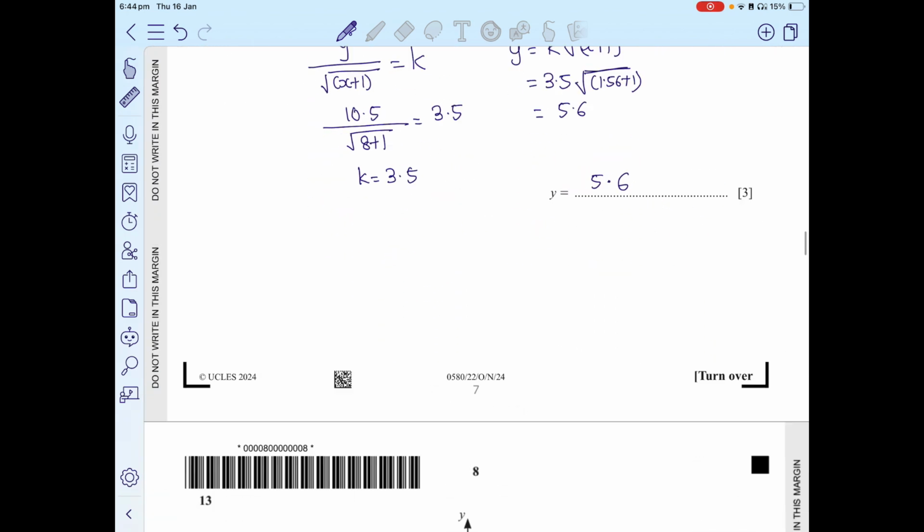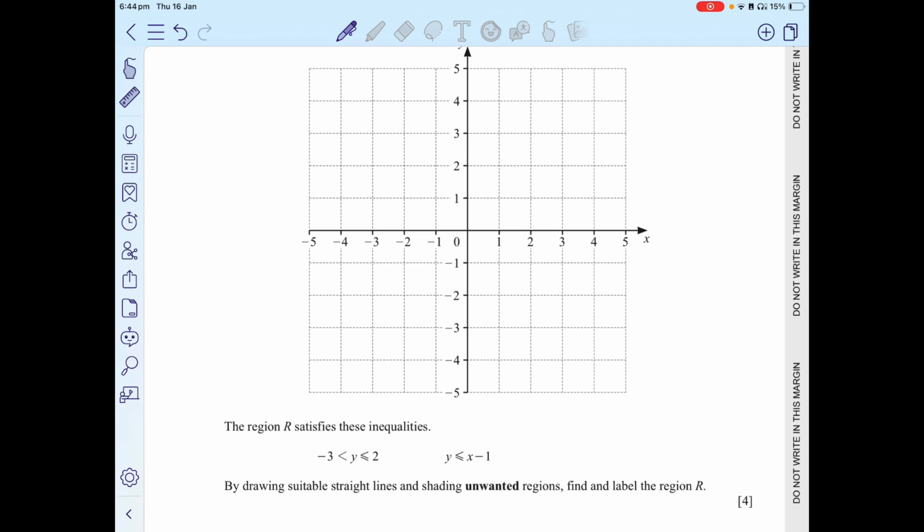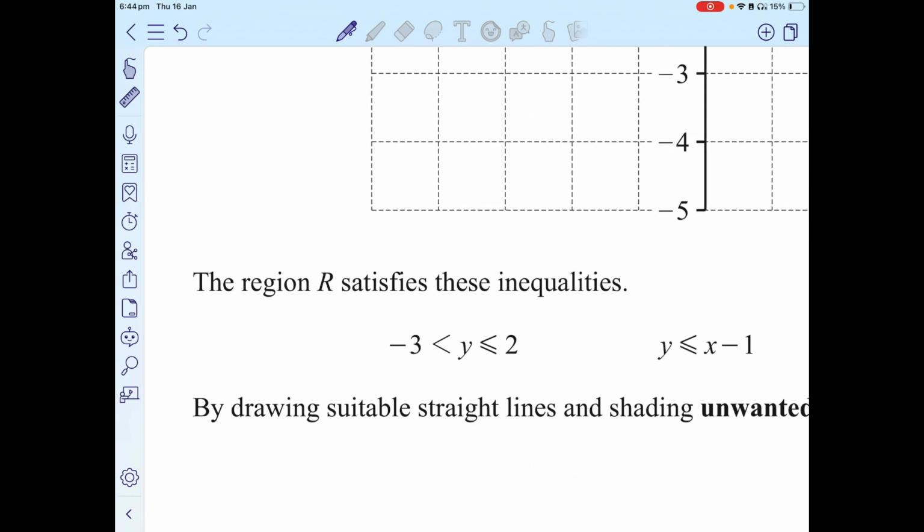Now let's move on to the next question. Here it says it's a shading question. By drawing suitable straight lines and shading the unwanted regions, you have to find and label the region R. And the region R is going to satisfy these inequalities: y is greater than negative 3, but y is less than or equal to 2, y is less than x minus 1. Now take the first one. It says that y is greater than negative 3, but it's not the equal sign. This means it's just greater than or less than without an equal symbol. That means it is a broken line at negative 3.